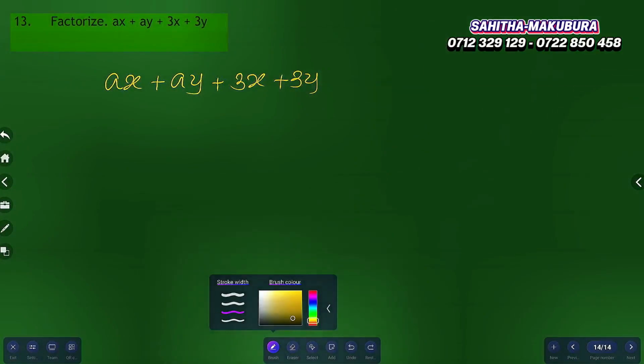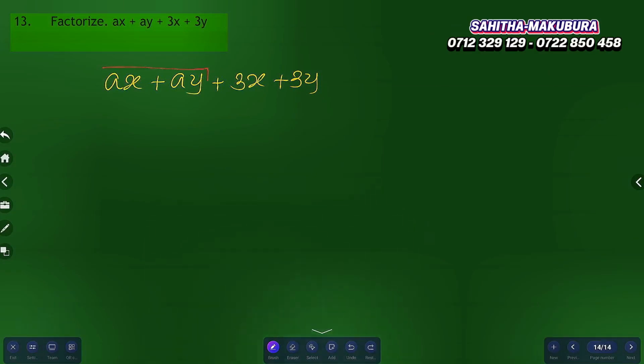When you consider the first two terms, do we have a common factor here? Yes, a is a common factor. What we can put inside the brackets, once you remove a from here, you will have x. Once you remove a from here, you will have positive y.